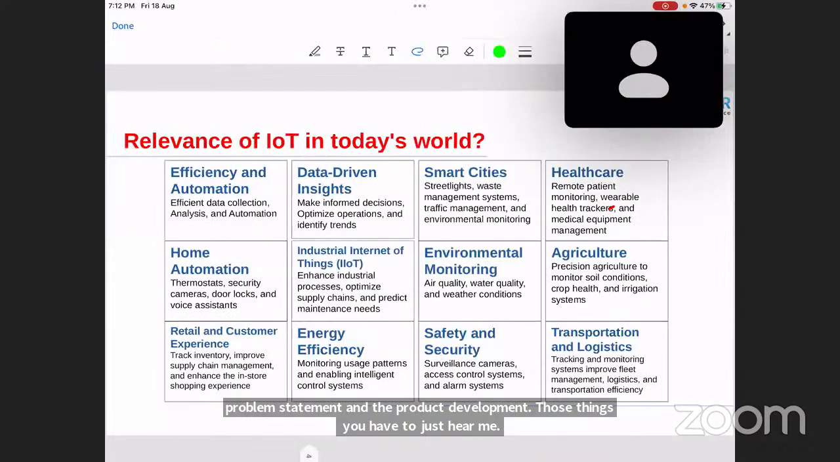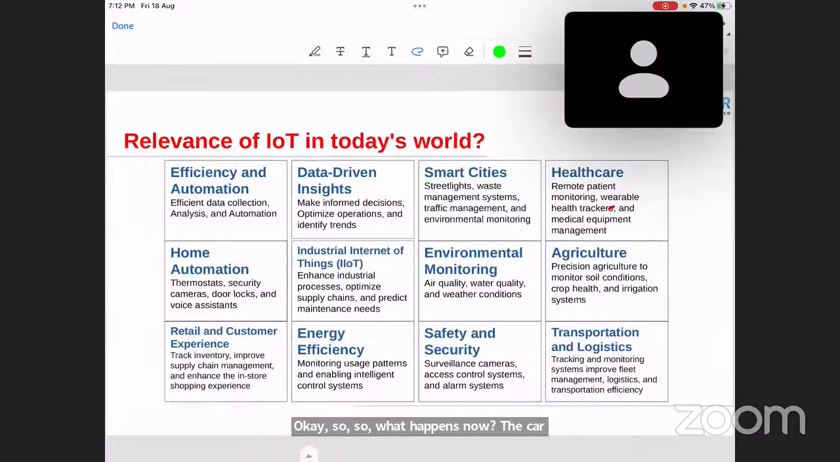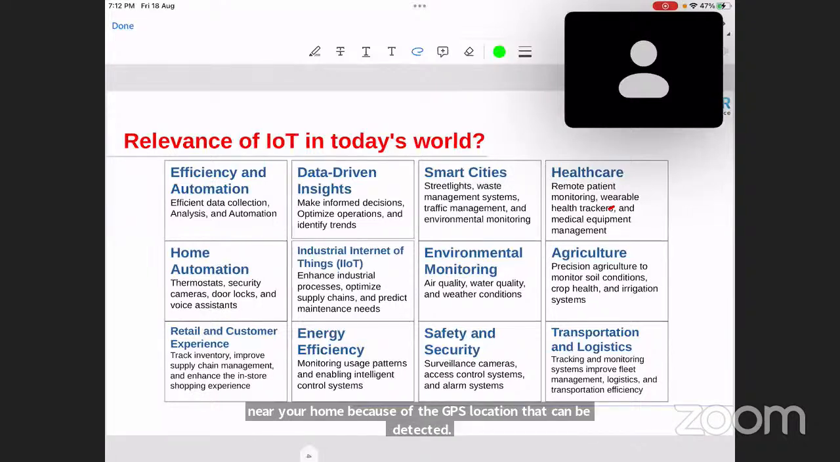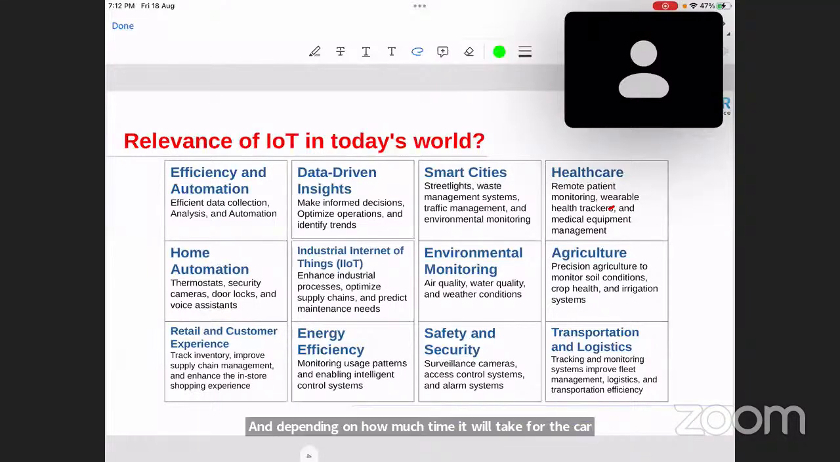Okay. So what happens now? The car comes into the picture, and whenever the car is nearing, because the car will have GPS enabled, right? So if your car and your home are connected to a single IoT backend infra, whenever the car is near your home, that can be detected because of the GPS location, and depending on how much time it will take for the car to reach home.